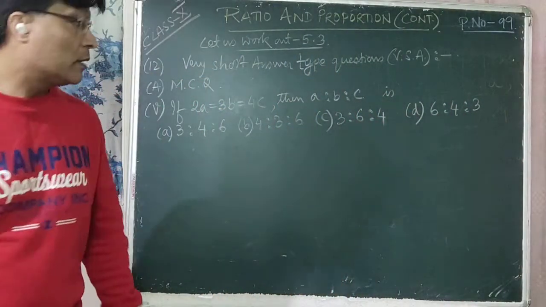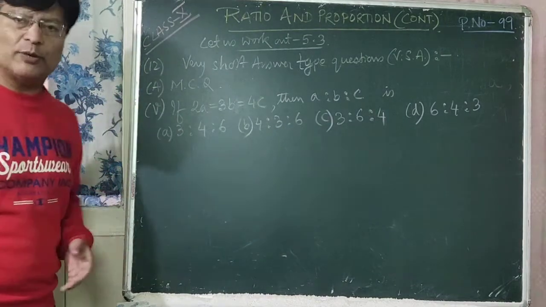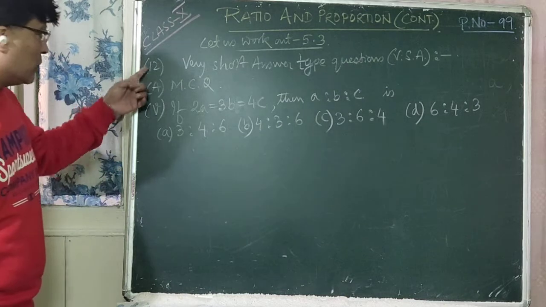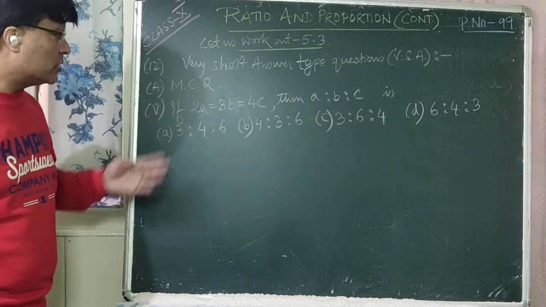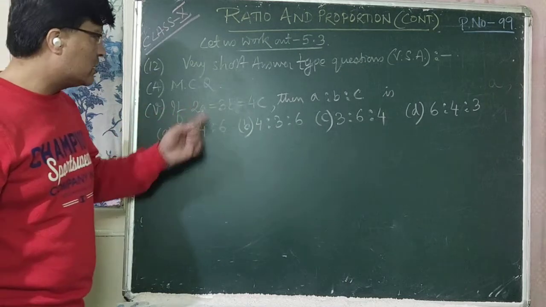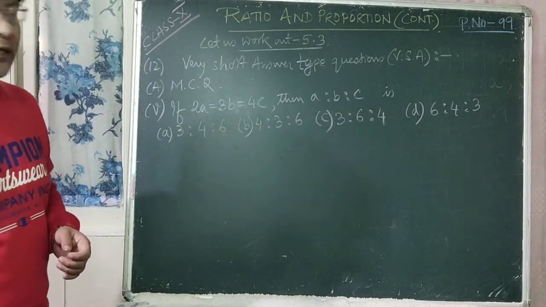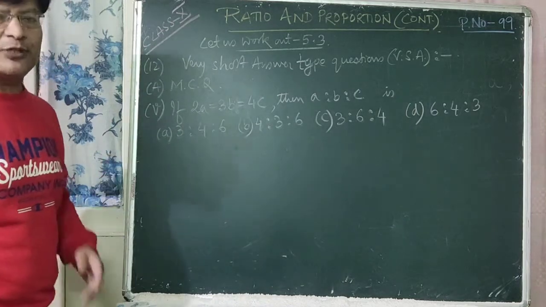Now we'll do the next question, that is number 5. This is also a multiple choice question, that is 12A number 5. This is a very important question. The question is, if 2a is equal to 3b is equal to 4c, then a is to b is to c is, which is the correct option? You have to check it.